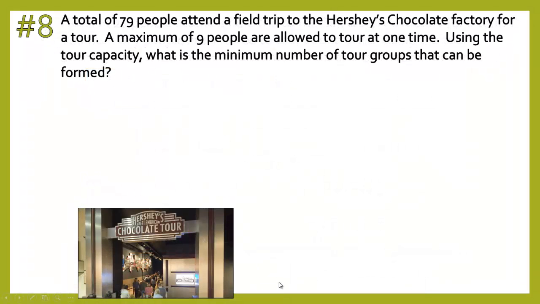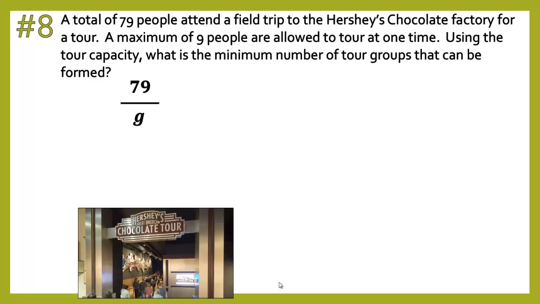Try this one on your own. I really do want you to pause it here. Try and do it on your own. So a total number of 79 people attend a field trip to the Hershey's chocolate factory. You're only allowed 9 people in a tour group at a time. So using this, what's the minimum number of tour groups that can be formed? And you can't just answer the question. You have to show your work to get full credit for this. So go ahead, pause it here. And hopefully you did it and you're coming back.